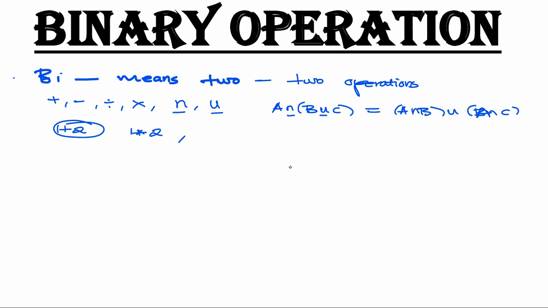So for example, if they have told you that A star B is equal to A plus B, and you have been asked to find 1 star 2, that means A will correspond to 1 and B will correspond to 2. So we're going to replace A with 1 and B with 2, which is the same as saying 1 plus 2, we get 3. Now in case you have been asked to state if star is binary, it is the same as they are talking about the closure property.